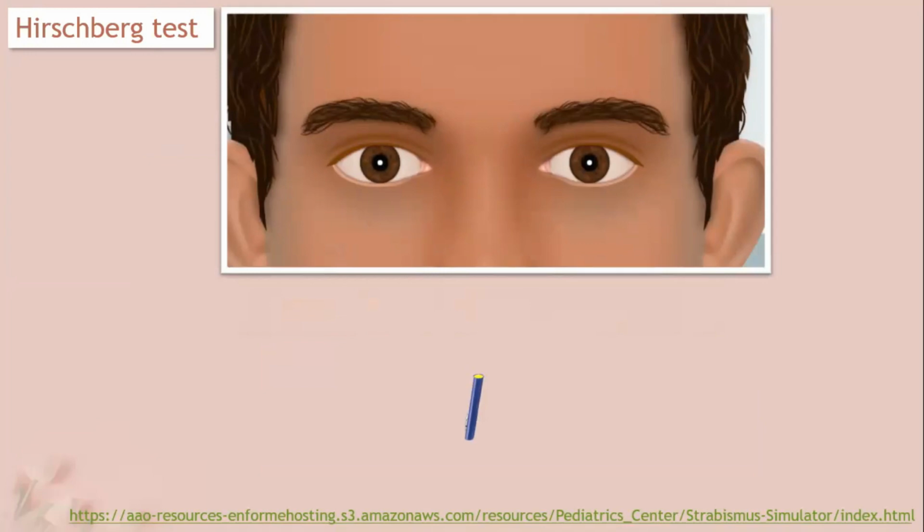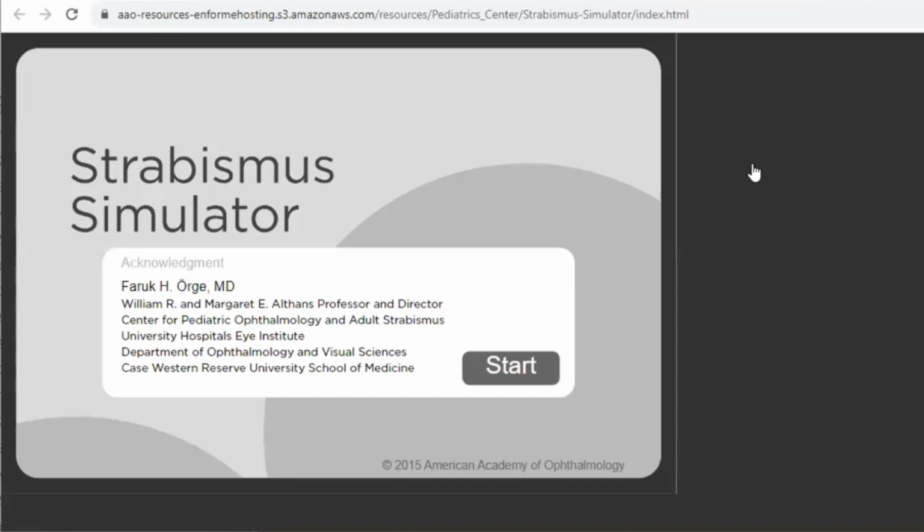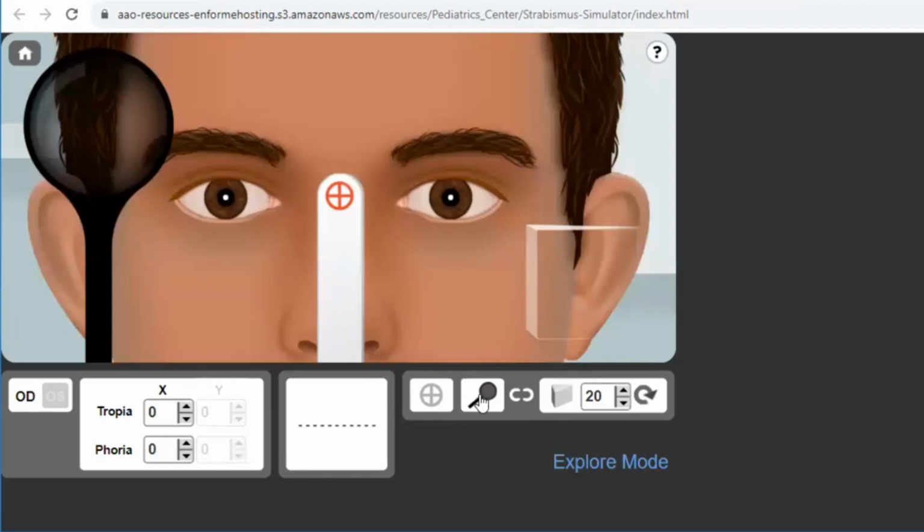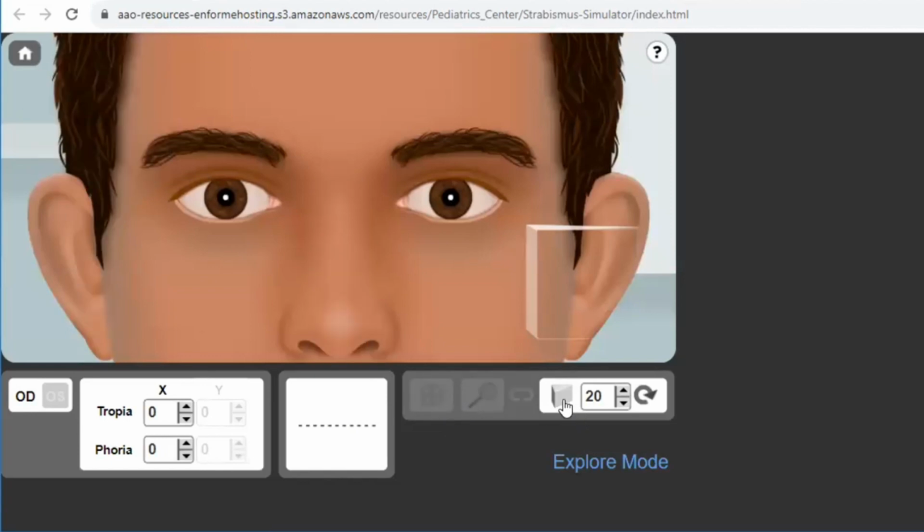In this slide, we are going to practice some abnormalities in the Hirschberg test, like how the Hirschberg reflex could be decentered. And I will take this chance to show you an important website for strabismus training. This is called Strabismus Simulator. You can just Google it and you will find the website very easily. If I click here, start, explore mode, start simulator. Okay, this is an orthotropic patient. Orthotropic means there is no manifest strabismus. And you can see the cornea reflection in the center of the pupil of each eye, okay?